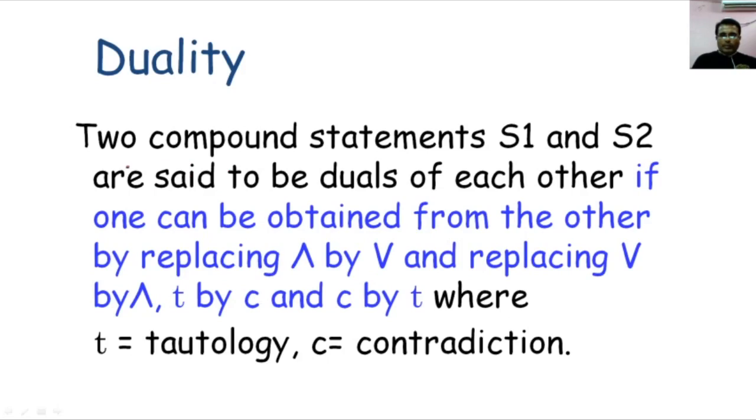Two compound statements S1 and S2 are said to be duals of each other if one can be obtained from the other by replacing and with or and or with and. Tautology is replaced by contradiction and contradiction is replaced by tautology, where T stands for tautology, C stands for contradiction. And if a negation sign is there, it is always maintained as it is in a statement while considering duality.